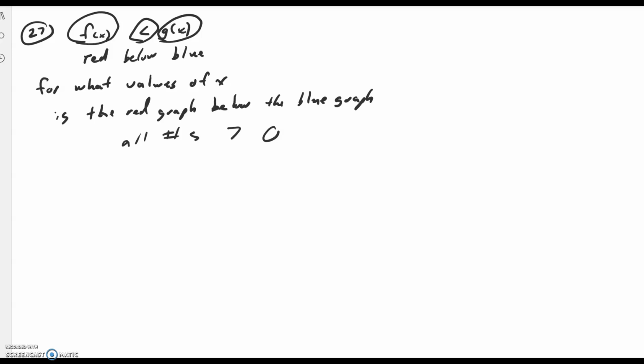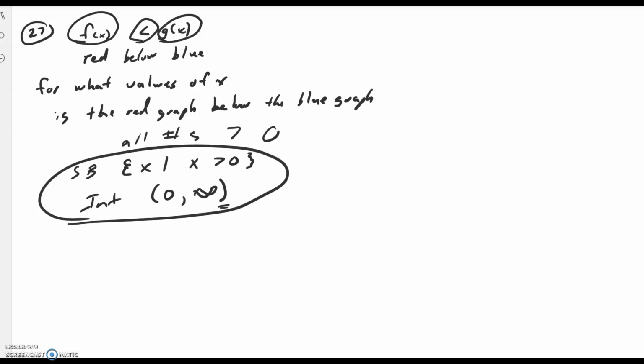So we want the set of all x's such that x is bigger than 0. Or in interval notation, since we're not including 0, we want 0 and then right forever, and a forever symbol always has the parenthesis. So this is set builder notation, this is interval notation, and we're done.